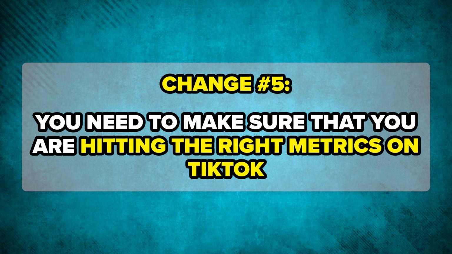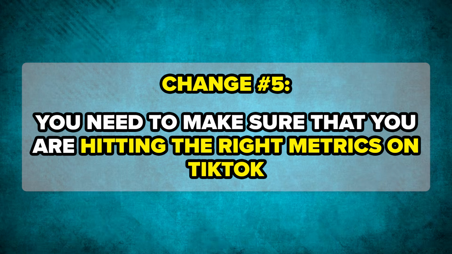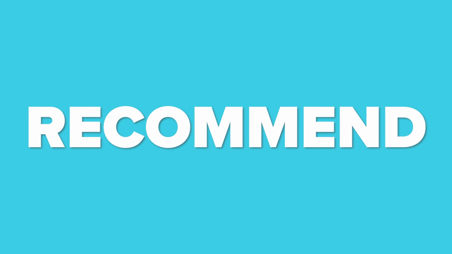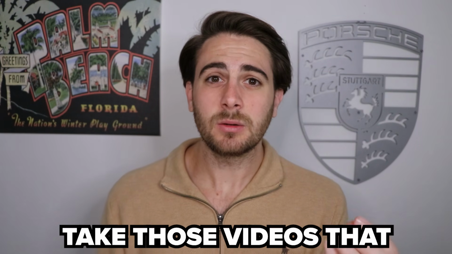And now for change number 5, which is that you need to make sure you're hitting the right metrics on TikTok. The first metric you need to make sure that you're hitting is 70% of people still watching your video after the first 3 seconds. And again, this is going to come down to what we just spoke about with change number 4 being the topic, but then also the type of format that you choose to create content with and the hook. So what I strongly recommend that you do is don't recreate the wheel when it comes to your hook. Instead, take those videos that already went viral for the topic that you're about to make something on and just improve that hook.